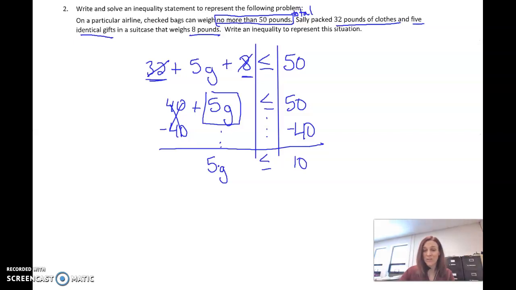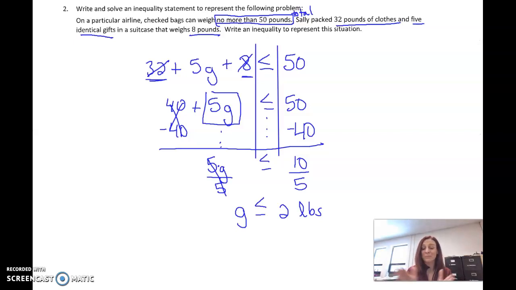How do I undo this multiplication? Well, I divide. Whatever I do to one side, I do to the other. 5 divided by 5 is 1g. That's what we wanted. We wanted to know the weight of our gifts, and that's what g represents. 10 divided by 5 is 2. So our gifts can be no more than 2 pounds. Okay, the gifts have to be less than or equal to 2 pounds in order for Sally not to pay a fee to pack this checked bag.